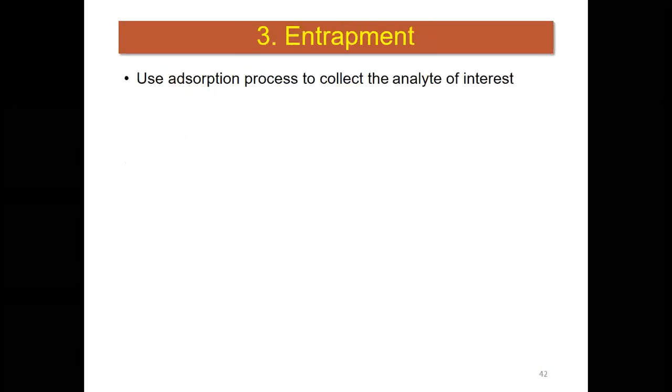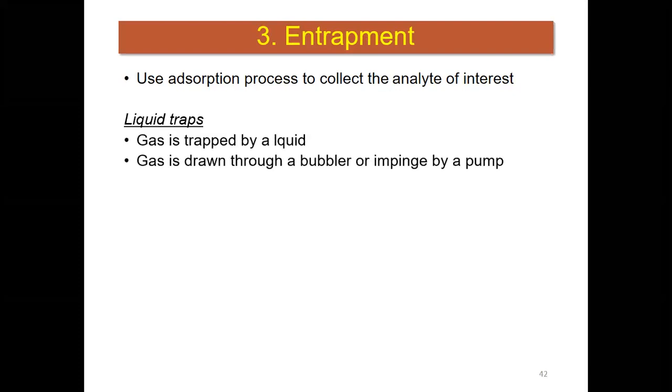The third technique is entrapment. Entrapment also uses an adsorption process to collect the analyte of interest. So it traps the analyte, right? There are some different types. The first one is the liquid traps. Here the gas is trapped by a liquid. In the liquid trap, the gas is drawn through a bubbler or impinged by a pump. We can either bubble or impinge by using a pump. Then the gas will be trapped inside the liquid.